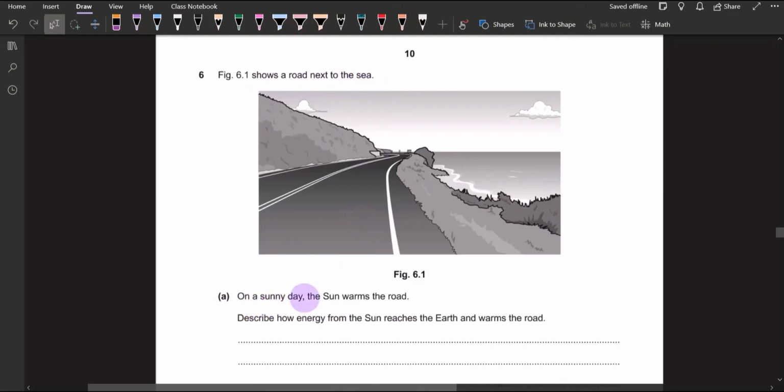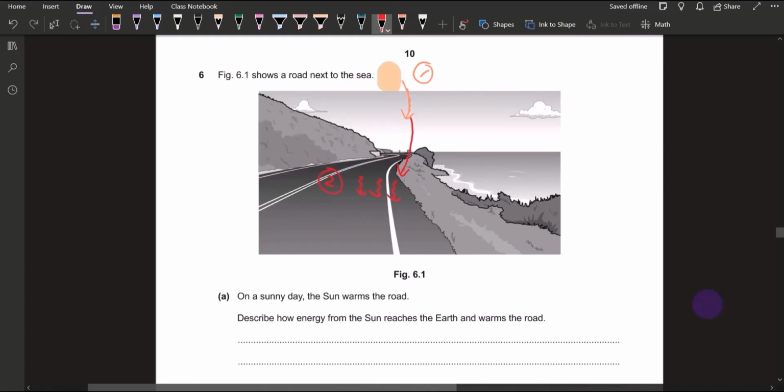Part A says, on a sunny day, the sun warms the road. Describe how the energy from the sun reaches the earth and warms the road. So we can draw here our sun. Maybe we can picture our sun here on this side. And what happens is that the light travels through space and enters the earth. This is the first step. And then the radiation from the sun travels from the top of the sky to the road and it hits it. And because of that, the road absorbs all the radiation inside. Now this is our second step.